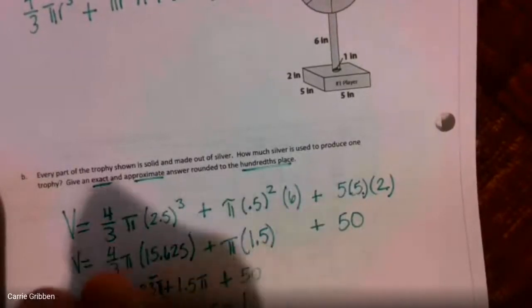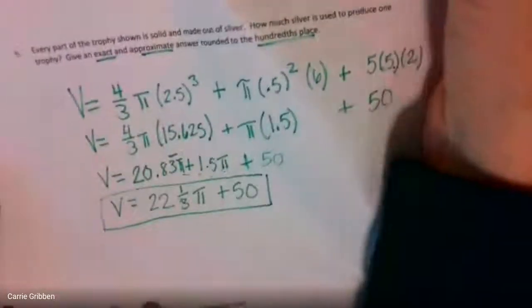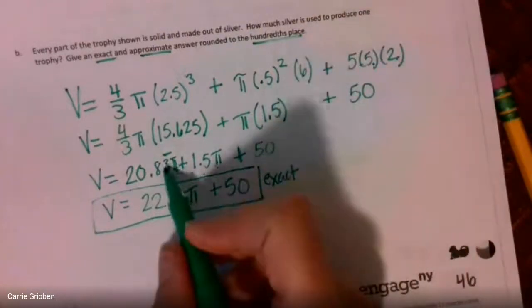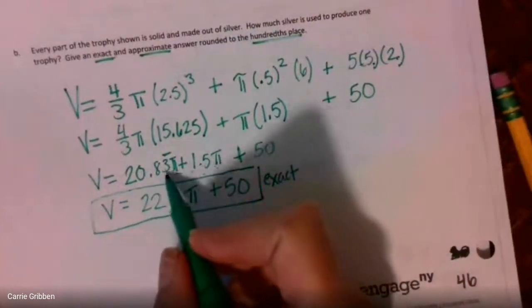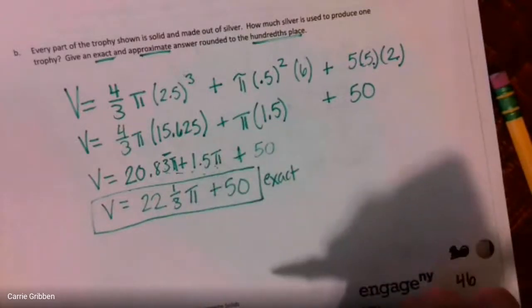Yep, looks weird, but that's the right answer. Not very pretty. But that would be the exact answer because I didn't put in any value for pi and I didn't round any of my decimals. Okay, so if I add that all together, that's what it turns out to be.